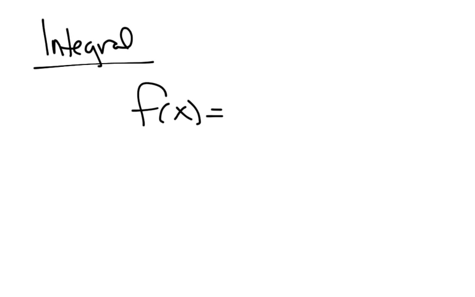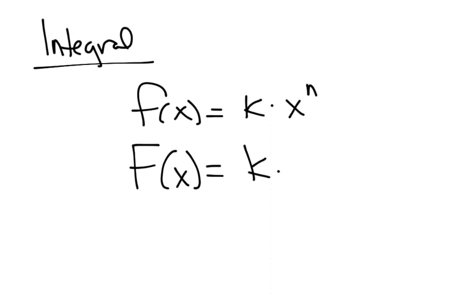So the antiderivative rules, or the integral rules: if f of x is equal to k times x to the nth power, you would find the antiderivative or integral by doing k times 1 over n plus 1, x to the n plus 1, plus c. And that was the basic integral rule you need to know.